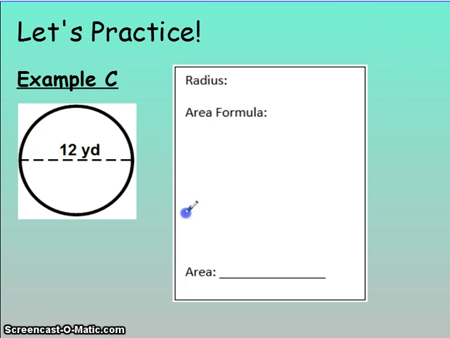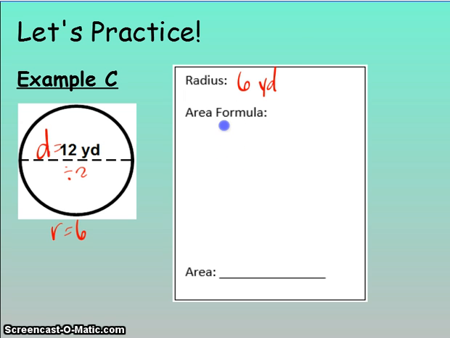Okay, let's do another one. Here we go. Look inside your circle. Because it goes all the way across, this is a diameter. I do not want a diameter. I need a radius all day today, so I need to divide this by 2. My radius is 6, so write it down, 6 yards.